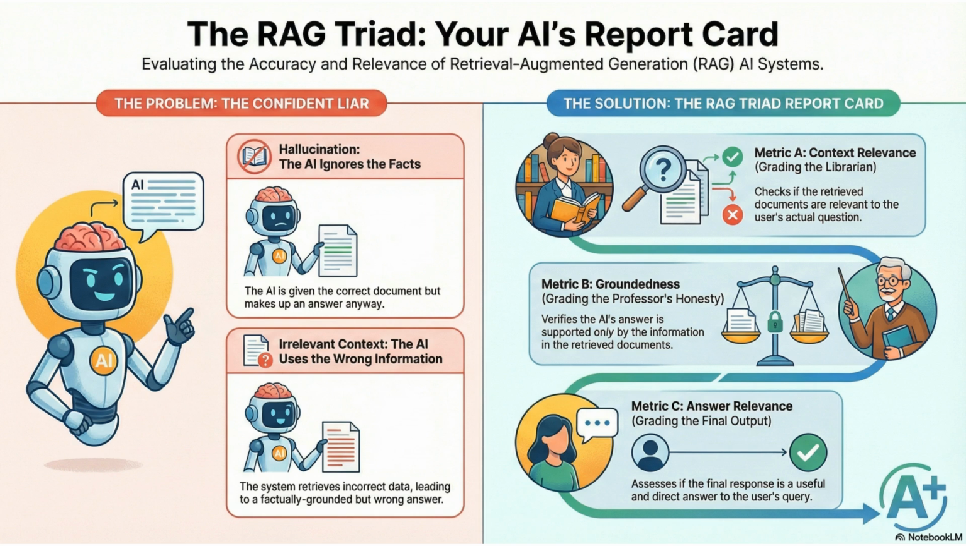The RAG triad is your AI's report card for evaluating accuracy and relevance. The problem is the, quote, confident liar, which hallucinates or uses irrelevant context. The solution uses three metrics: context relevance, groundedness, and answer relevance. These check if retrieved documents are relevant, if the answer is supported by the context, and if the final output addresses the user's query.